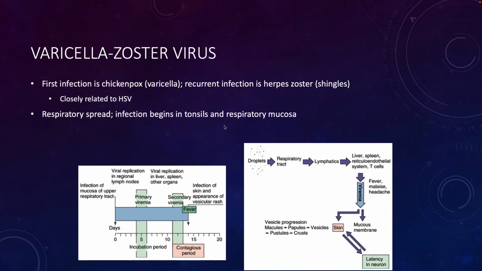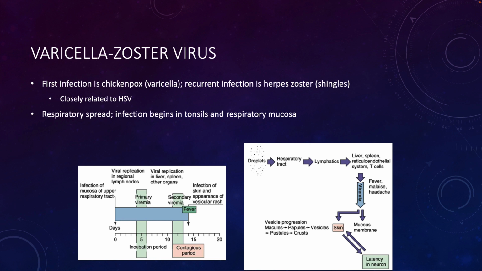Our next herpes virus is varicella zoster virus, more commonly called chickenpox. The thing with varicella zoster is that it will cause a recurrent infection. So the first infection is varicella or chickenpox. The recurrent infection is herpes zoster or shingles. This is closely related to the herpes simplex viruses. So the herpes simplex viruses are human herpes viruses 1 and 2. Varicella zoster is human herpes virus 3. So they're really closely related.